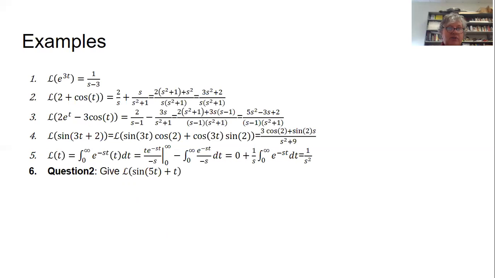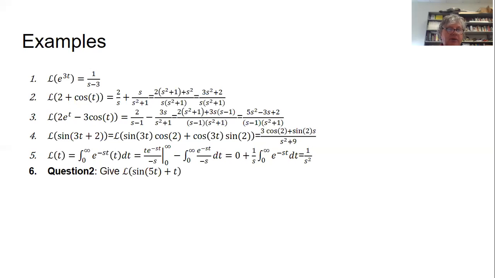Here's another one, 2e to the t minus 3 cosine t. Well, the Laplace transform of 2e to the t is 2 over s minus 1. The Laplace transform of 3 cosine t is 3s over s squared plus 1. And there I put it over common denominators as well.